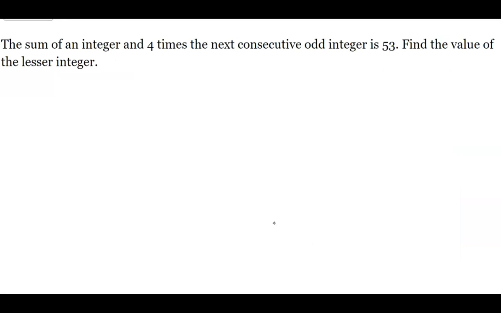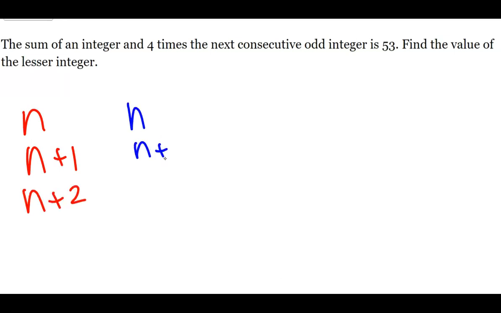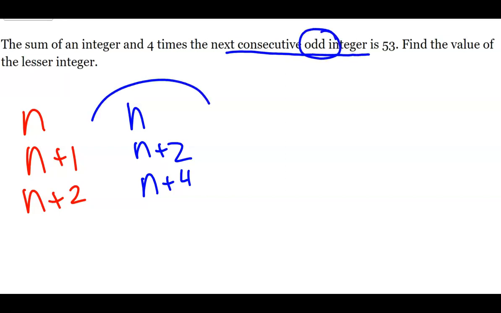Alright, so there's a couple of things going on here, but first you have to pick what type of integer pattern you need. Is it the consecutive integers, or is it a consecutive even or odd situation? And so as I'm reading here, when I get to the word consecutive, I see it's odd. That's this blue pattern, because if you go every odd number, you skip by 2's.